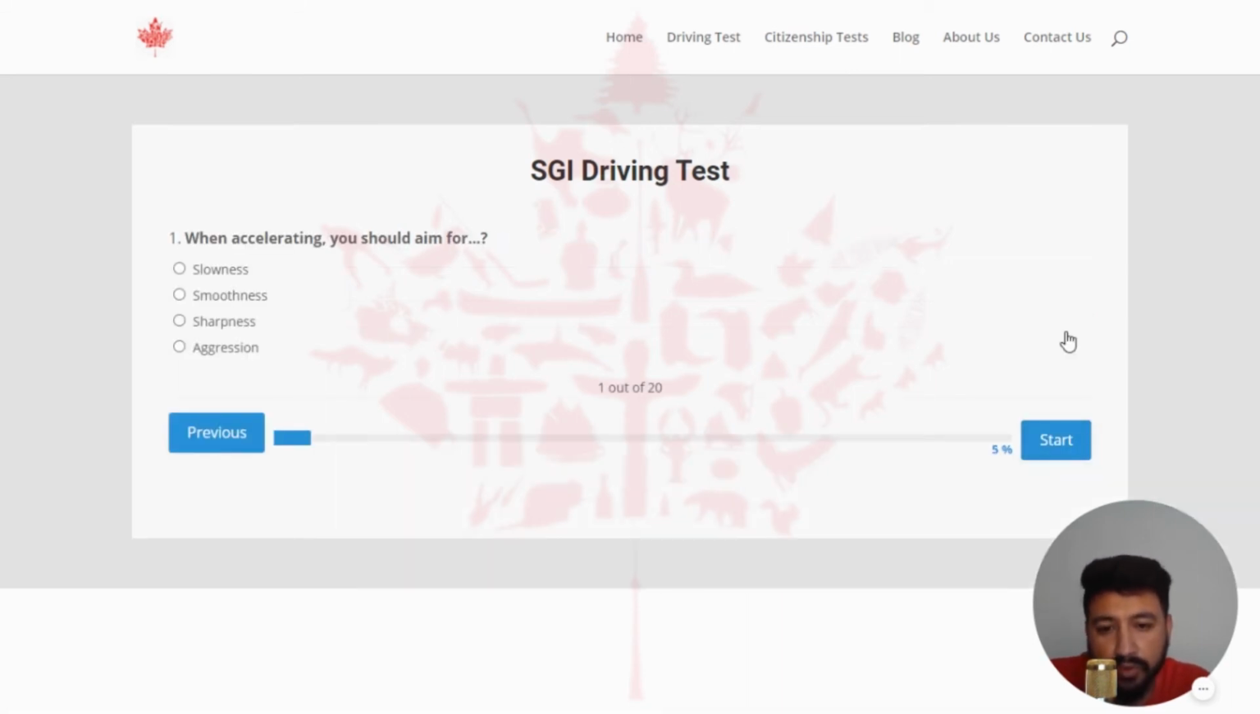Here we go. The first question of Saskatchewan quiz number 3 is: when accelerating, you should aim for. The right answer of this question is smoothness. So I will click on the second one.